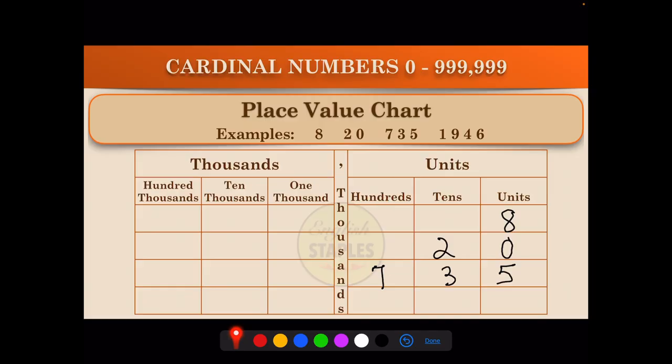We never say 700s. We don't use the S's when we sing out a number. We just say 735. 35. 3 tens is 30 and 5. 735.